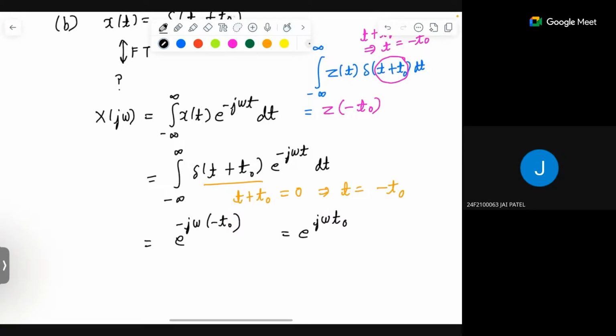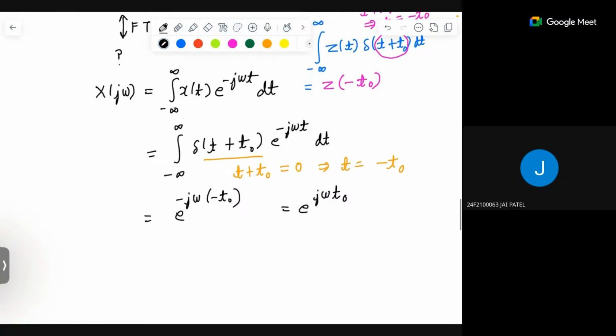Yes, ma'am. We can also see this by the shifting property. So if you remember the time shift property, if x of t has the Fourier transform X of j omega, then x of t plus or minus t naught will have the Fourier transform e to the power of plus or minus j omega t naught times X of j omega. This is the time shift property. Are you able to recall this?